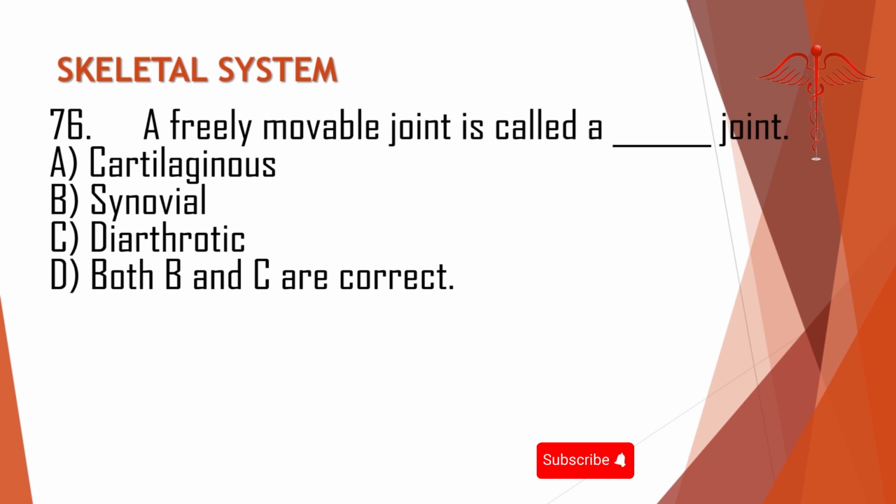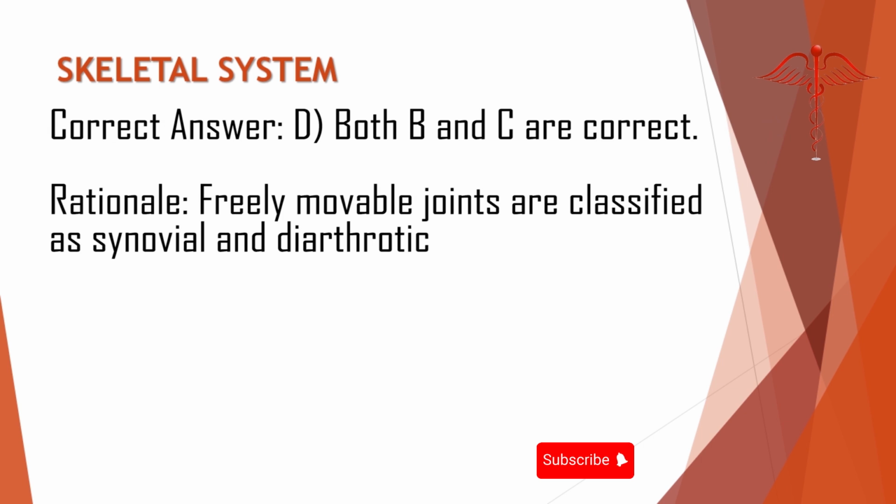76. The freely movable joint is called A. Cartilaginous. B. Synovial. C. Diarthrotic. D. Both B and C are correct. Correct answer, D. Both B and C are correct. Rationale: freely movable joints are classified as synovial and diarthrotic.